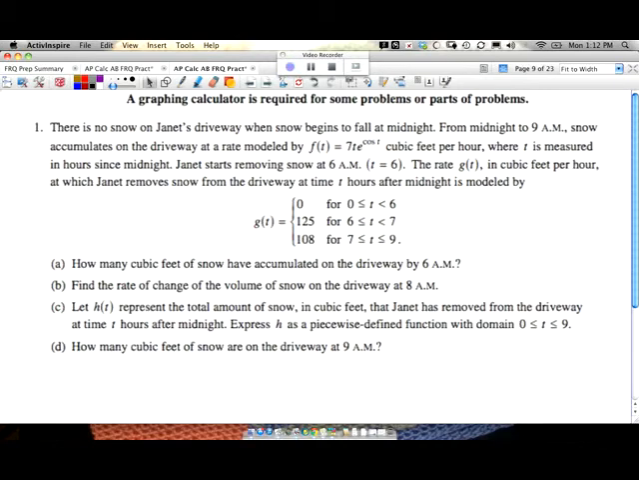Okay. Now notice we're not given a picture, but instead we're given an equation. So there's no snow on Jan's driveway from midnight to 9 a.m. So that's like from 0 to 9. Snow accumulates on the driveway, and that's the piecewise function here. This is how the snow is coming on, where t is measured. Janet starts removing the snow at 6 a.m., t equals 6, at the rate g of t in cubic feet per hour. That's a unit worth our notice there. So right here, not removing, but then here and here, it is removing.